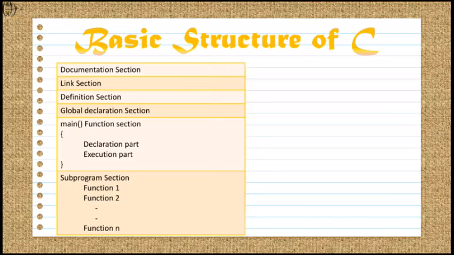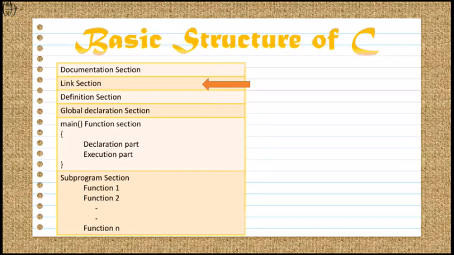Second section is link section, also called as header file section. The link section provides instructions to the compiler to link functions from the system library. So basically, link section is used to link the files which are already available in the C program, or you can say library of C. So there are number of header files available in C library.